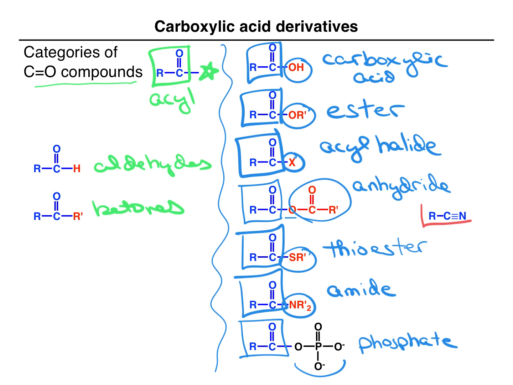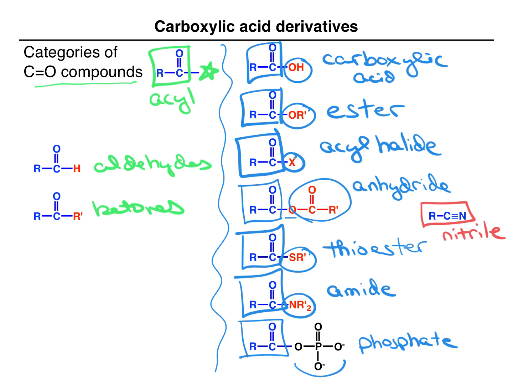Notice over here, though, we have this lonely compound. This is a nitrile. Nitriles are often included in the group of carboxylic acid derivatives. Notice it doesn't have the same structure. There's no acyl group here, but it's considered a carboxylic acid derivative because nitriles can be hydrolyzed to give carboxylic acids.